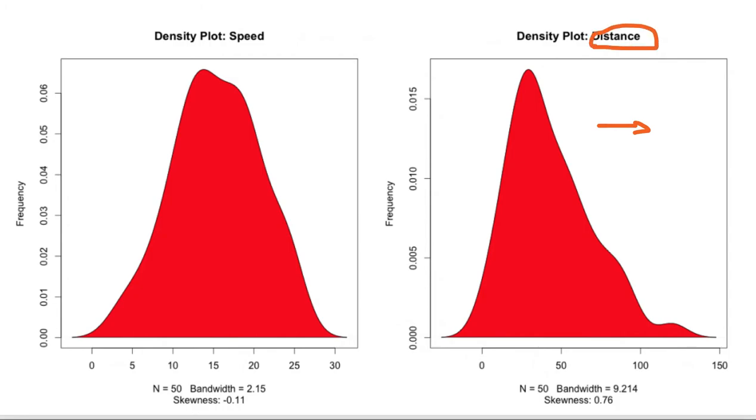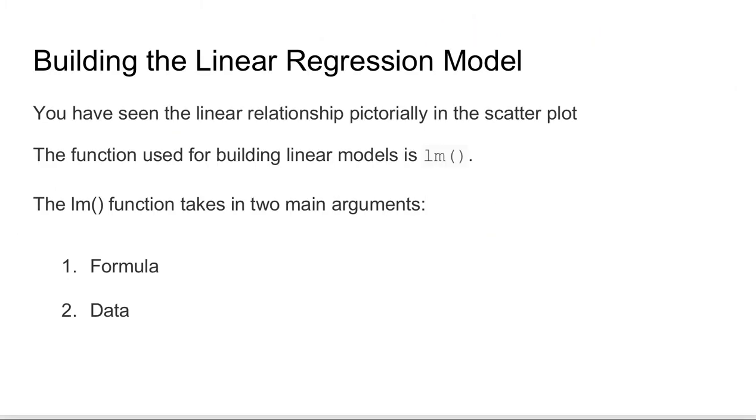If it is skewed too much, we might need to take a log or other transformation of the original variable to make it distribute normally. Okay. And then we need to build the linear regression model.